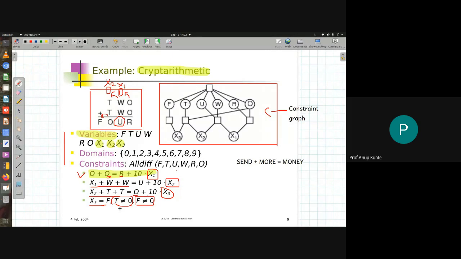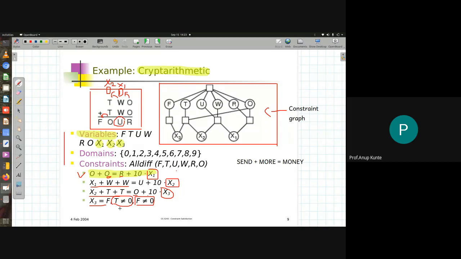The other important thing that I forgot when I explained the definition of a cryptarithmetic problem is that there is one more constraint in general on all cryptarithmetic problems, and that constraint is that all the letters used to represent the digits are unique. That means one letter should be used for one digit, and the same digit can't be represented with another letter. So F, T, U, W, R, O must have different values.